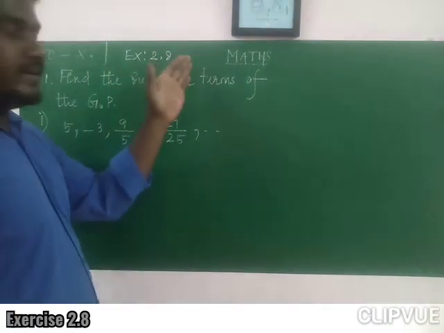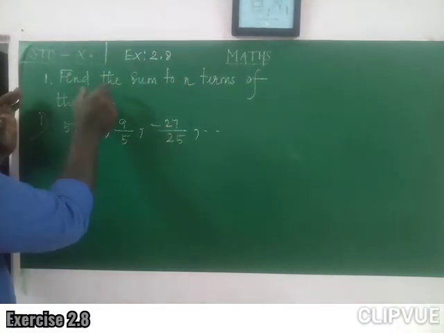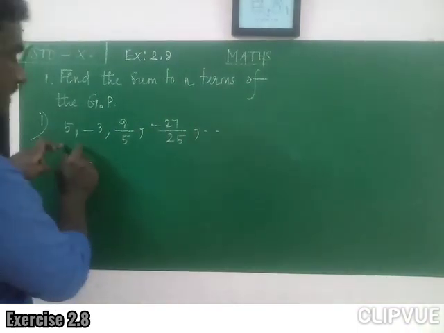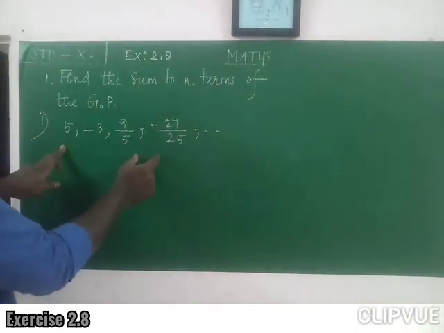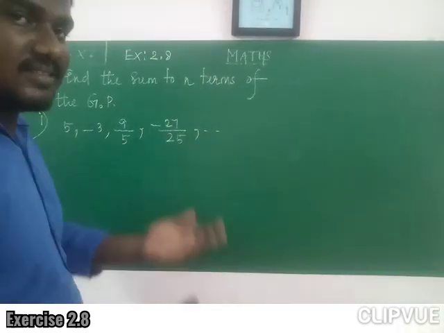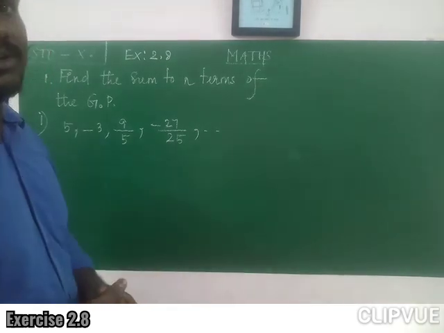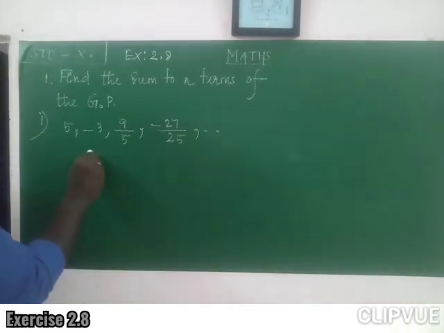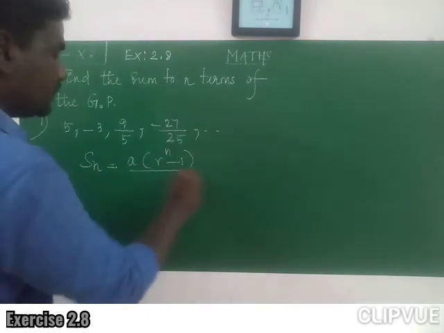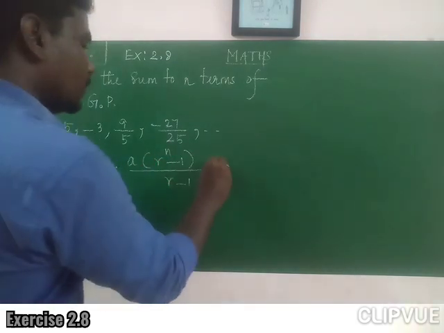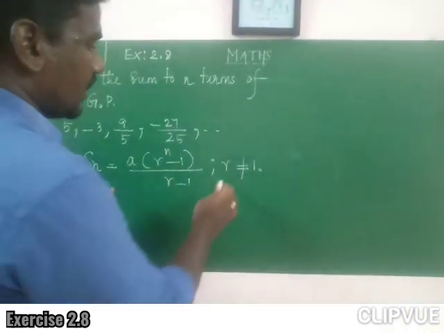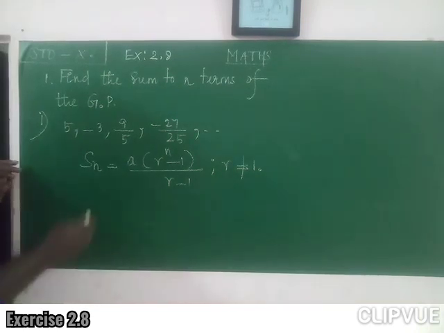Exercise number 2.8, question number 1. The question is, find the sum to n terms of the GP. The given sequence is a geometric progression. Now we are going to find the sum of the GP. It is nothing but the sum of a geometric series. We know the formula Sn equals A of r power n minus 1 divided by r minus 1, if r is not equal to 1. We have to check whether r is equal to 1 or not.